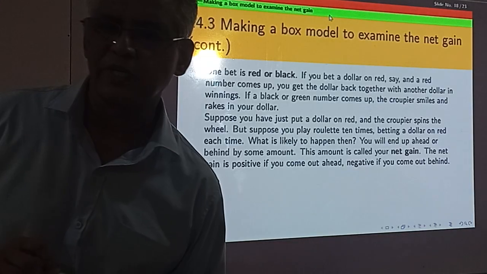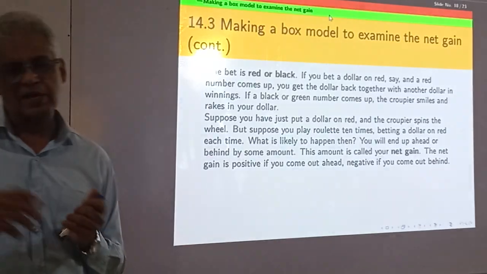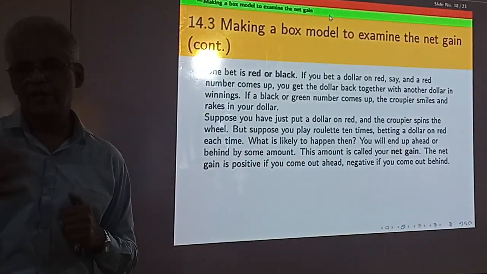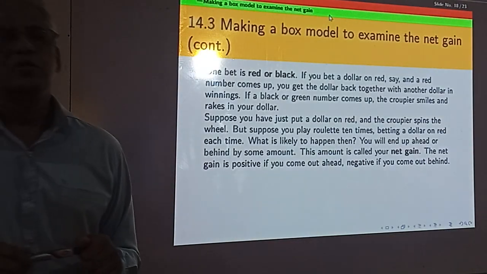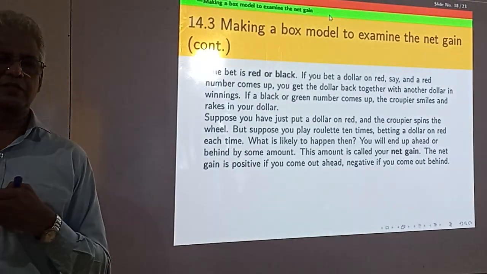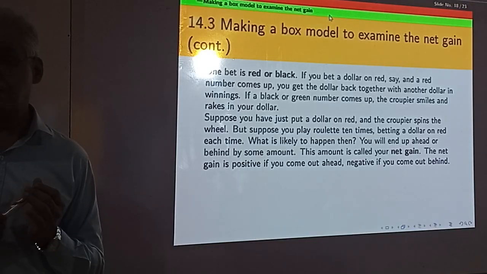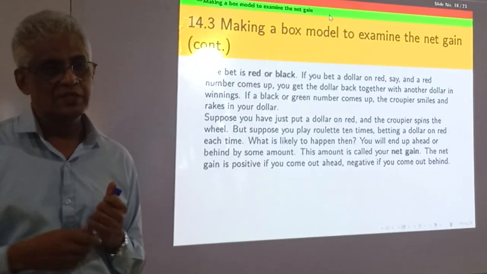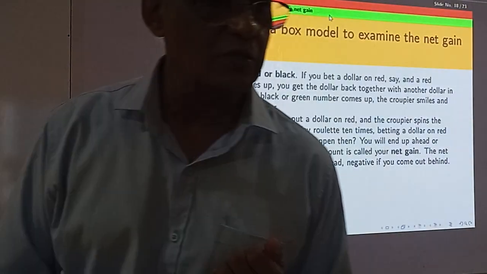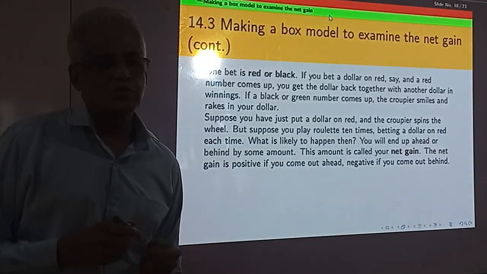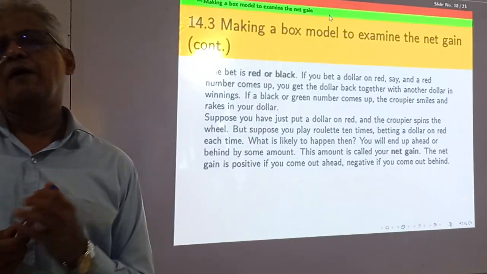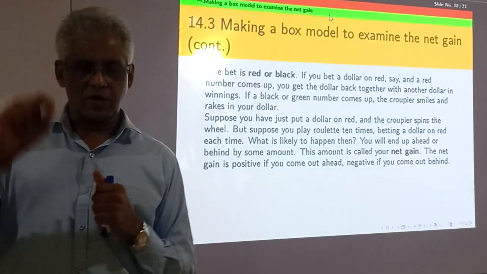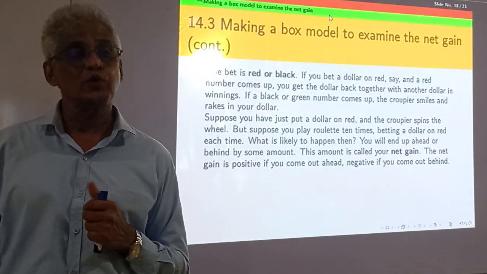Or 38, so 36 red or black. So half of that is going to be red, so that is 36 divided by 2, 18, right? So there is an 18 divided by 38 chance of winning in one game, and 20 divided by 38 chance of losing. Therefore you have to have a box where you have 18 ones and 20 negative ones.